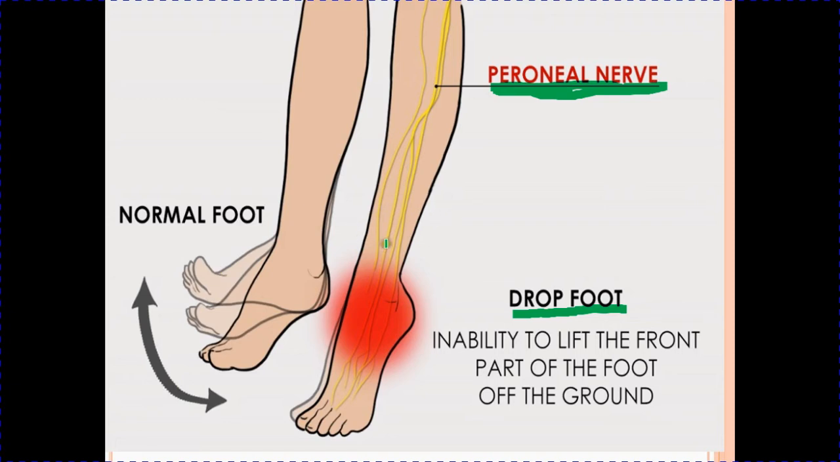Now you know all the muscles of the anterior compartment are responsible for the movement of dorsiflexion, and whenever there is injury to the peroneal nerve, the dorsiflexion movement is affected. It is impaired. The condition is called foot drop.